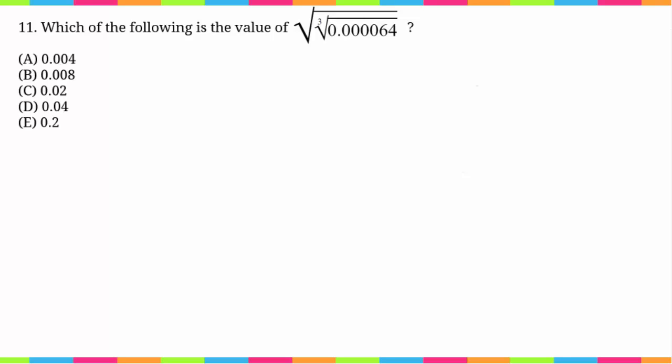This is question number 11 and it says, which of the following is the value of the square root of the cube root of 0.000064? I know when you first look at this, it looks a little bit intimidating, especially with two radical signs, but as long as you have the right strategy, you'll find that this problem isn't too bad at all. Since we have two radical signs, the easiest thing to do is to focus on just the one in the middle first, and then focus on the bigger one on the outside.